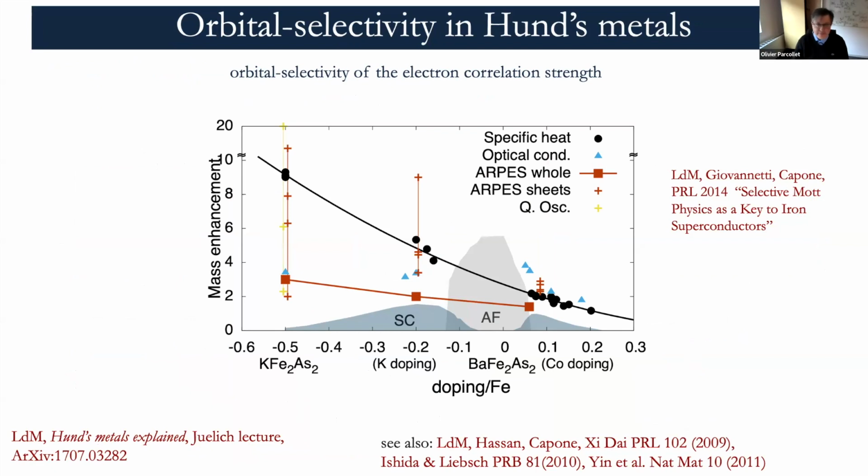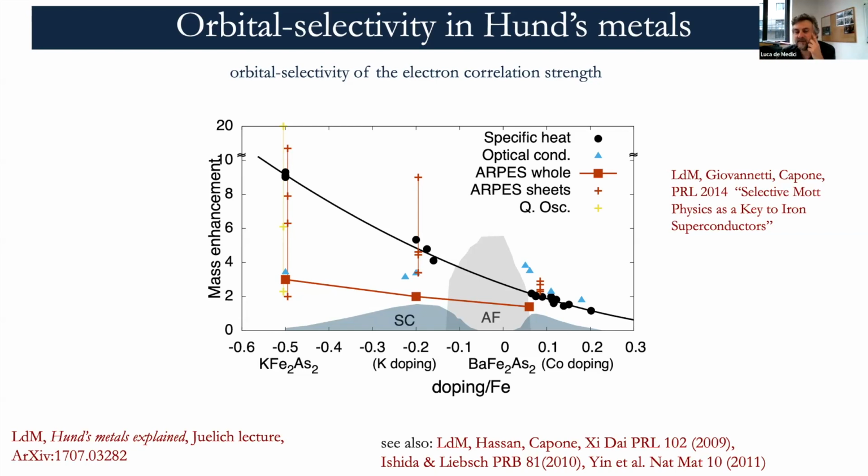5 minutes. I would like to show another aspect of Hund's physics, which we explored recently, and the fact that it became clear by studying models already that in proximity, so when the Hund's coupling favors the orbital differentiation of correlation strengths. So meaning that electrons, depending on their orbital character in the conduction bands, can show different degrees of mass enhancement or inverse quasi-particle weight.